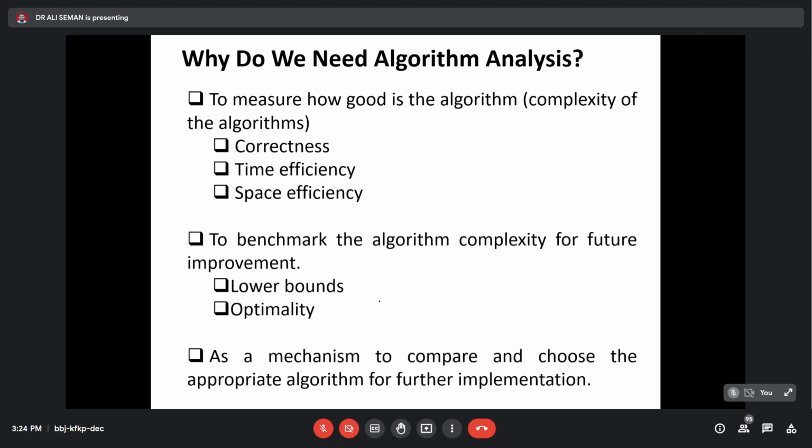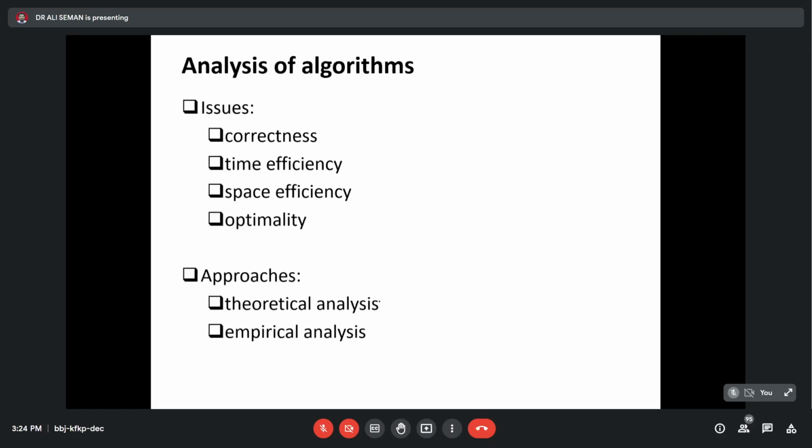The same thing: to measure how good the algorithm is, to benchmark lower bound optimality, and finally as a mechanism to compare and choose the appropriate algorithm for further implementation. Okay, analysis. I think this is the same as we discussed: issues like correctness, timeliness, specificity, optimality. Approaches: we have to approach with theoretical analysis or empirical analysis.